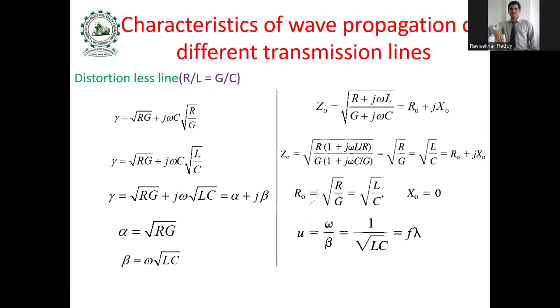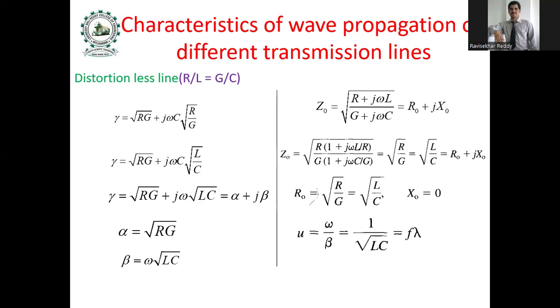So here R by G equal to L by C. So gamma equal to square root of RG plus j omega square root of LC. So here compare real and imaginary part. So real part alpha equal to square root of RG, beta equal to omega square root of LC.